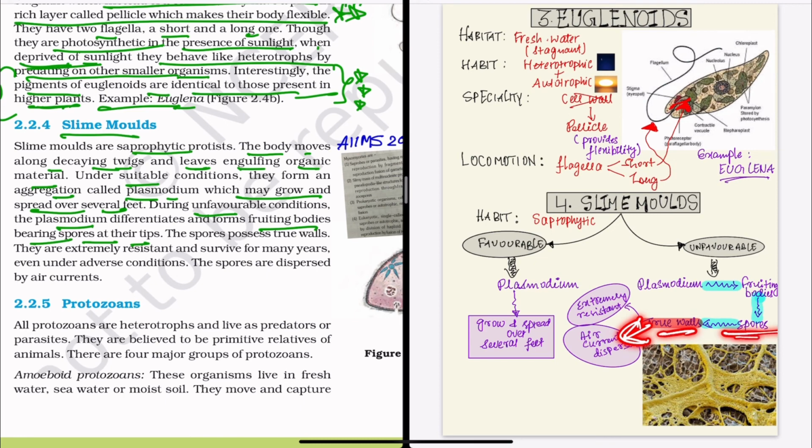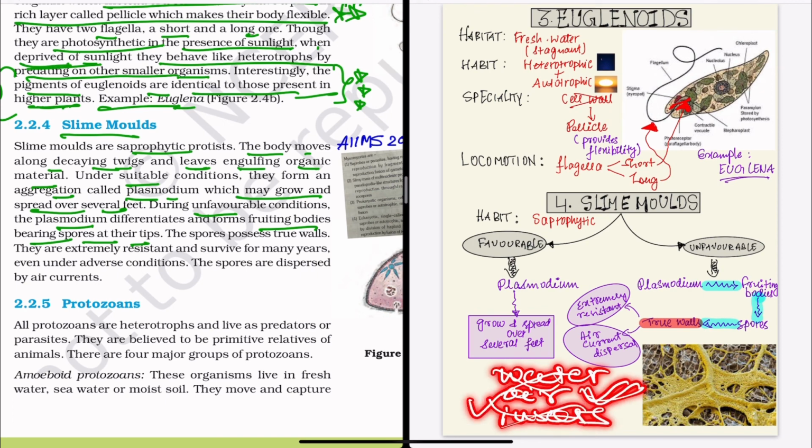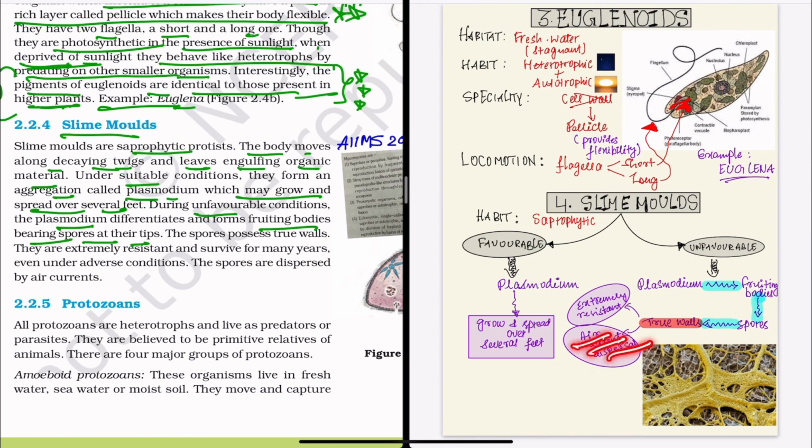Now, how can they form questions? They can form questions that the spores of slime molds disperse through water, through air, by insects, and so on. So we would take air, not water, not insects. They disperse through air, so they perform air current dispersal. And then they would ask that the spores of slime molds do not bear walls. They have asked this many times in test series, but they bear true walls, and not false, true walls they bear, and they are extremely resistant, with air current dispersal.